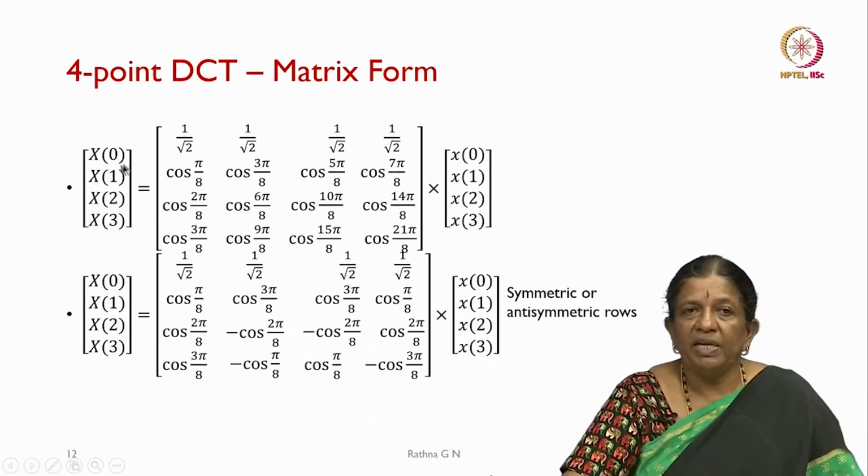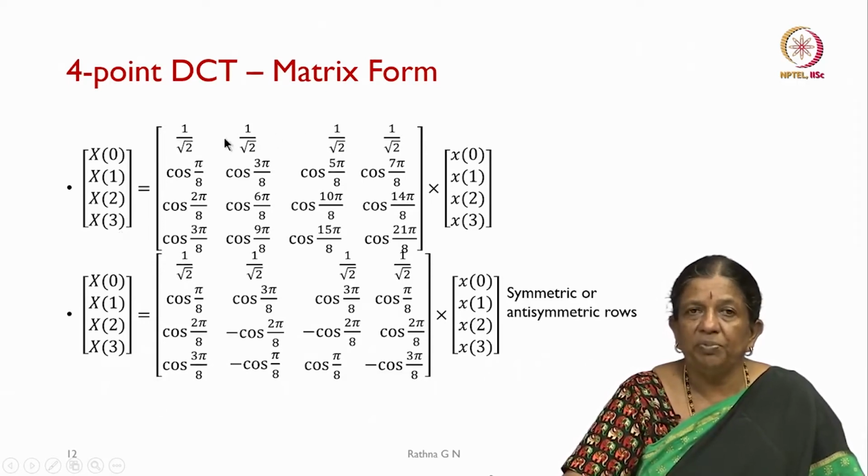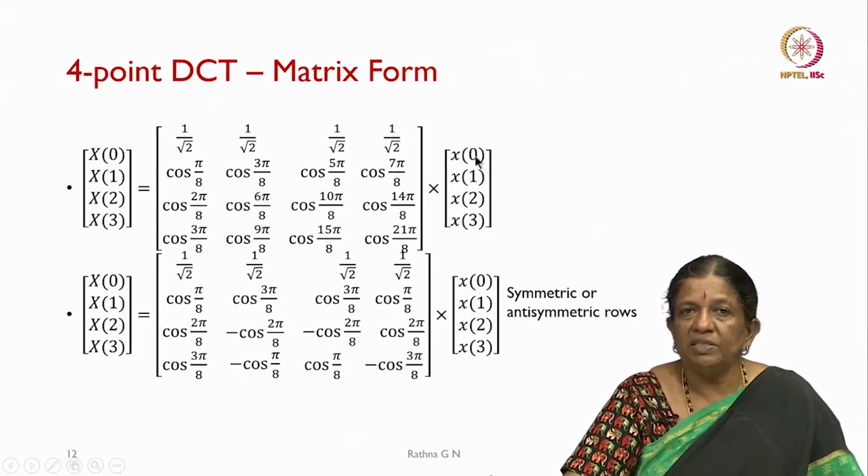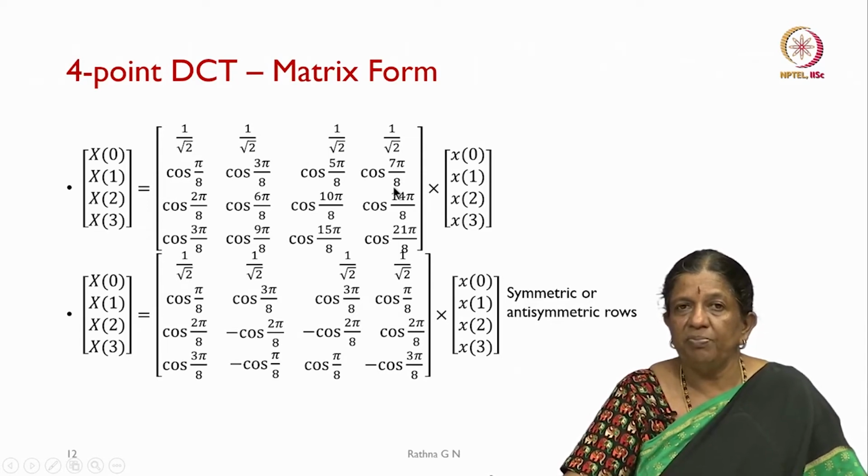So, my capital X of 0, X of 1, X of 2, X of 3 are written here, and we know that the first coefficient is going to be 1 by root 2, which is going to be multiplied by x of 0, x of 1, x of 2, x of 3 as the input. And then the second row is going to be pi by 8, 3 pi by 8, 5 pi by 8. So, you will be adding 2 pi for all the things. So, the last one will be cos 7 pi by 8.